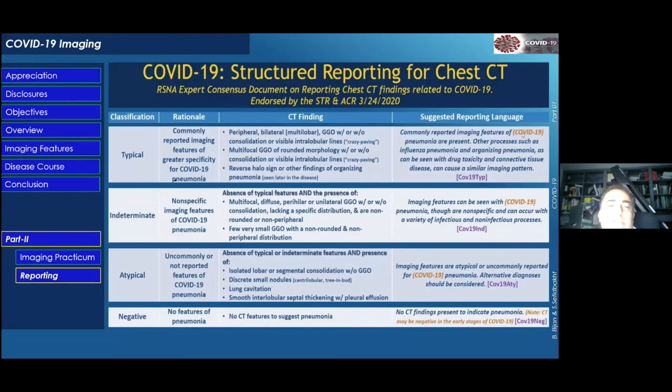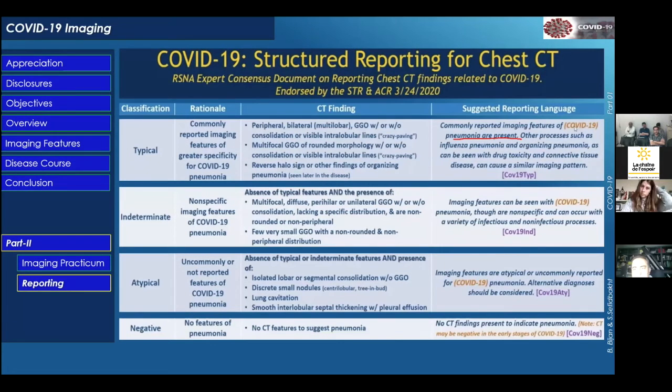So what are the typical findings? The typical findings are those GGOs, which are peripheral and bilateral, multiple areas. They may or may not be associated with consolidation or crazy-paving pattern appearance. So how do we report them? This is an example of the report format. Commonly reported imaging features of pneumonia from COVID-19 are present. So this is a sentence that we use, the language that we use for typical cases.